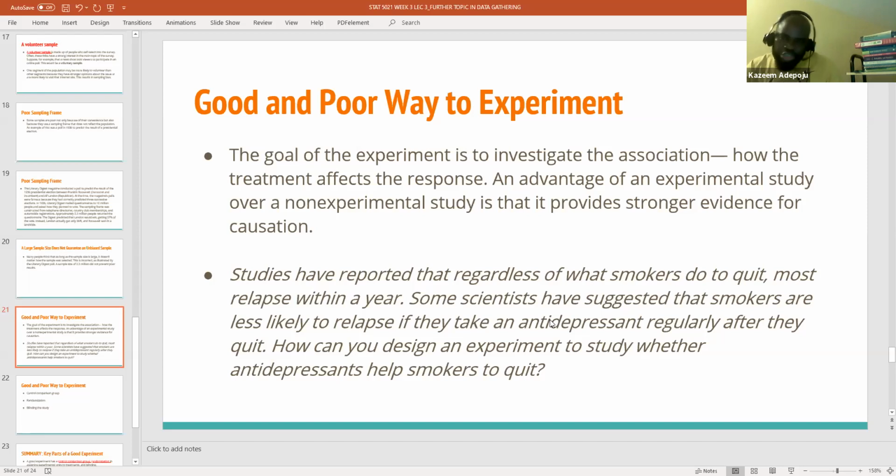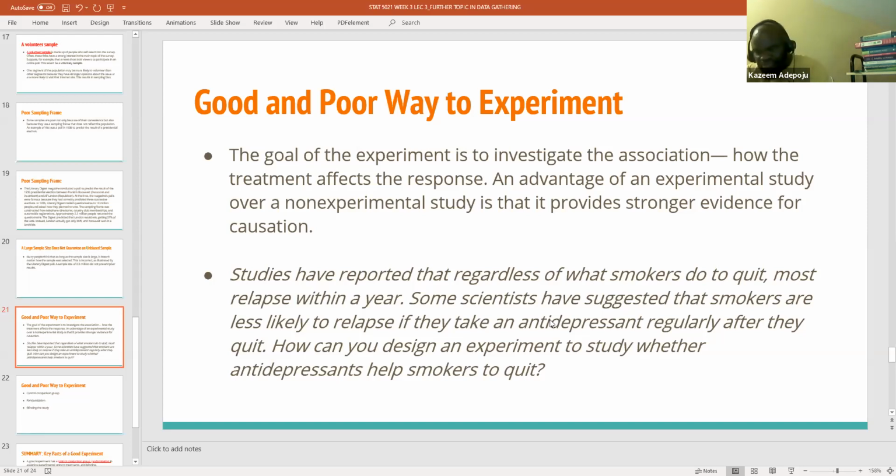Antidepressant is more or less like a treatment. The moment they take that, they believe that it will actually make the smokers less likely to relapse after quitting smoking. Okay, now how can you design an experiment of this nature? I mean, how can you design an experiment to study whether the treatment helps smokers to quit?